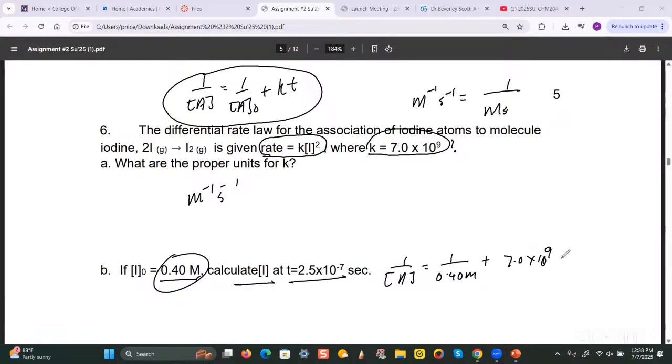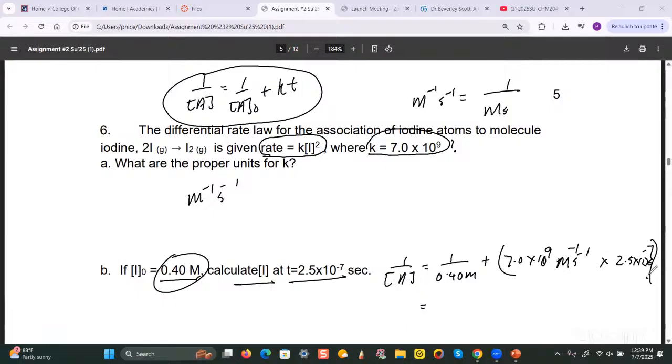And this would be M to the minus 1, s to the minus 1, times the time, which is 2.5 times 10 to the minus 7 seconds, all right? So that's basically it for calculating 1 over the concentration of A. What I'm going to do is work out this part first. So 7 times 10 to the 9, I'm going to multiply that by 2.5 times 10 to the minus 7.